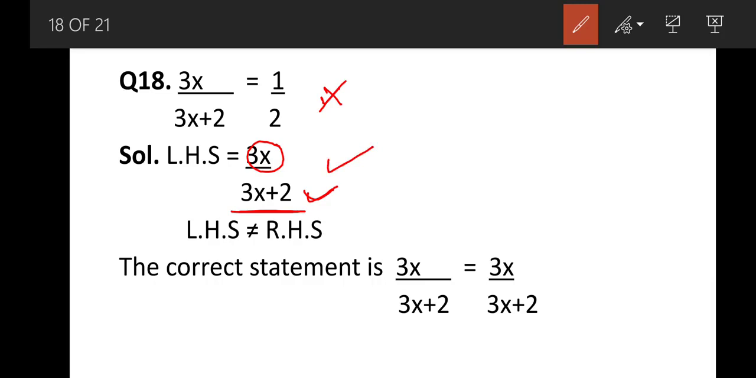That is 3x divided by 3x plus 2. This expression will remain as it is. We cannot cancel anything out of this, and we cannot break this 3x and 2, which is the divisor according to this question. So your answer will be 3x over 3x plus 2 and not 1 over 2.